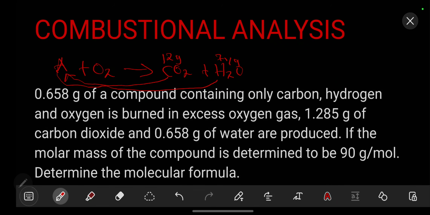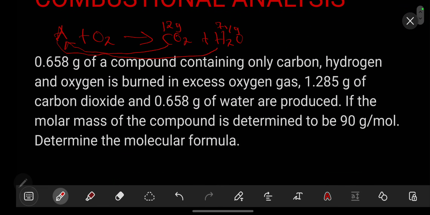The question says that 0.658 grams of a compound containing only carbon, hydrogen, and oxygen is burnt in excess oxygen gas. The products formed are 1.285 grams of carbon dioxide and 0.658 grams of water. If the molar mass of the compound is determined to be 90 grams per mole, determine the molecular formula.